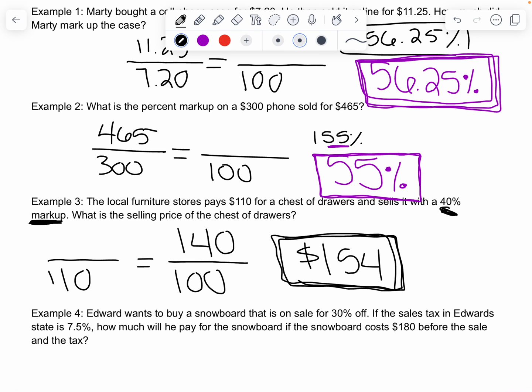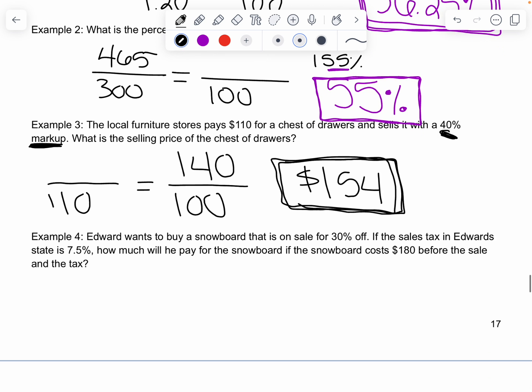All right, example 4 talks about Edward wants to buy a snowboard that is on sale for 30%. There's also sales tax of 7.5%, so that makes it more expensive. How much would he pay for the snowboard if it costs $180? So he wants to buy a snowboard that's 30% off.